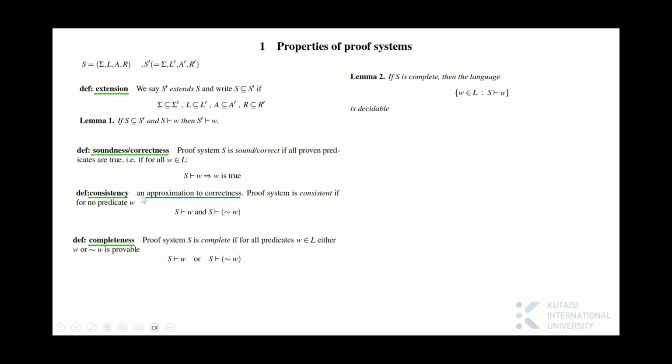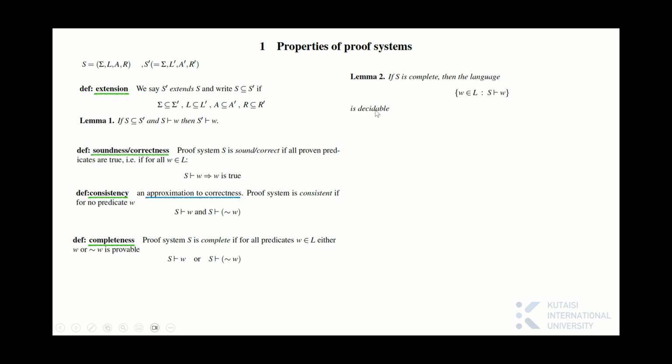Now, consistency was something that you do not prove contradictions, basically. So this means that for no predicate W, you prove W and you disprove not W. So if this does not happen, then you're consistent, right? And complete means that for any predicate now, for any W, you either prove W or you prove the opposite of W.